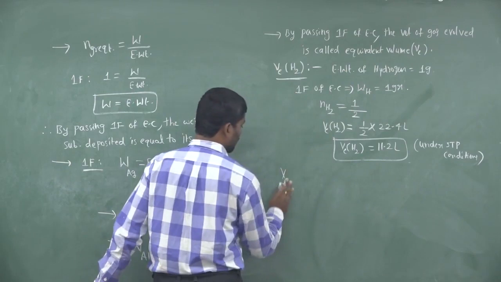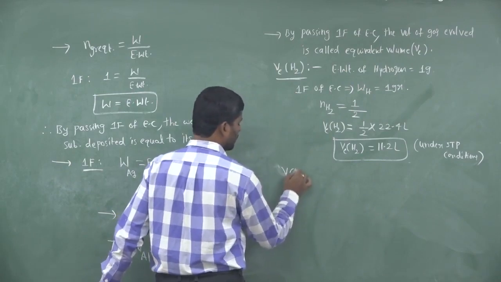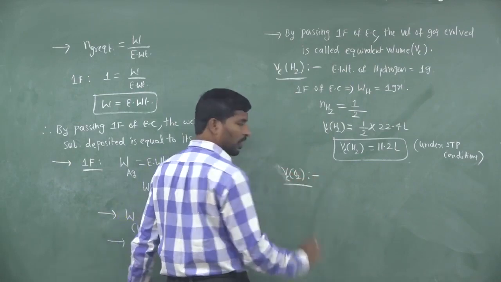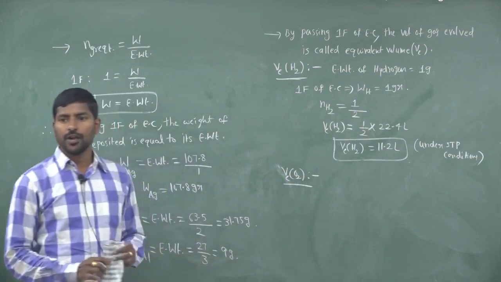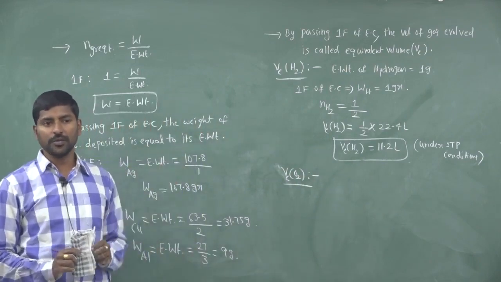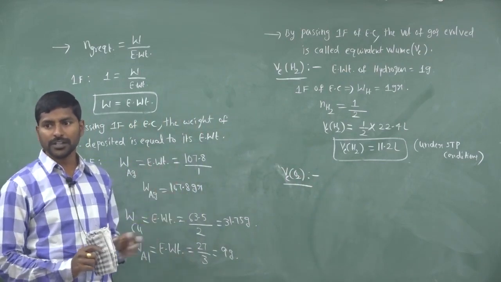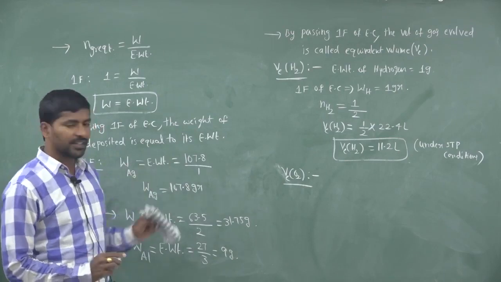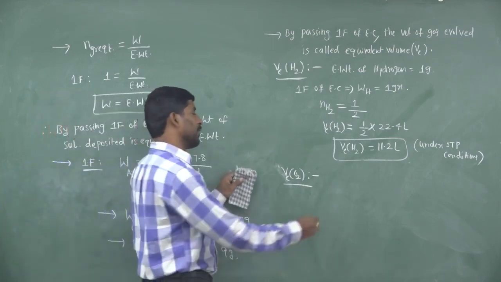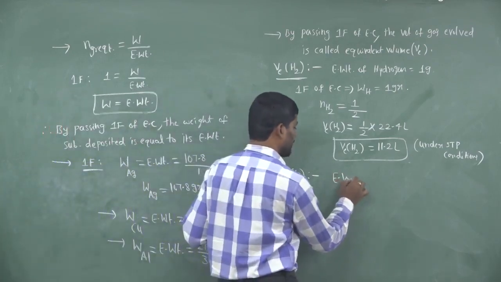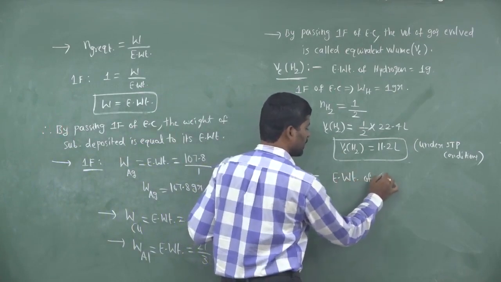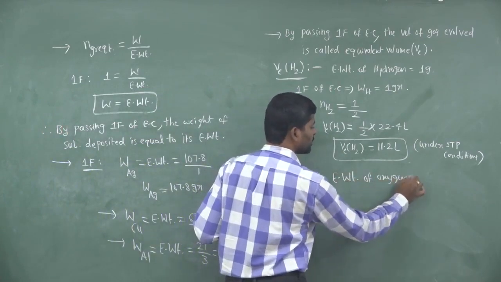Similarly, for the equivalent volume of oxygen gas, if you pass 1 Farad of electric current, how many liters of oxygen gas will be evolved? What is the equivalent weight of oxygen?